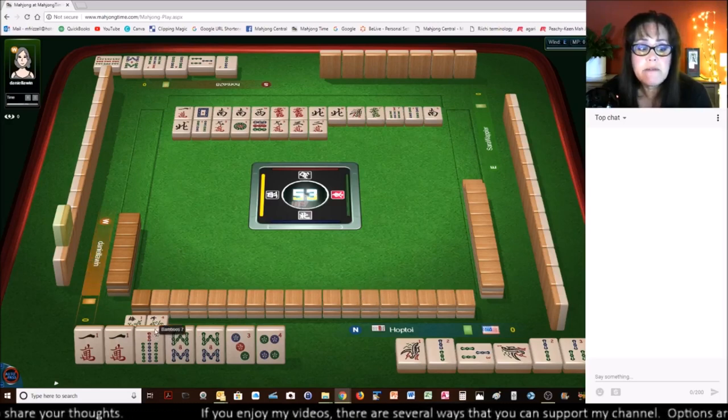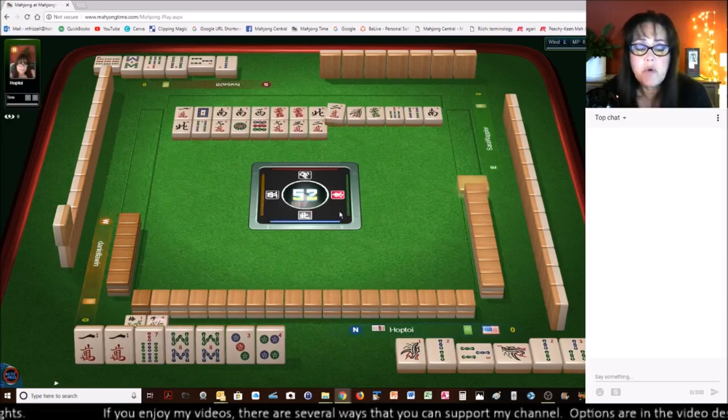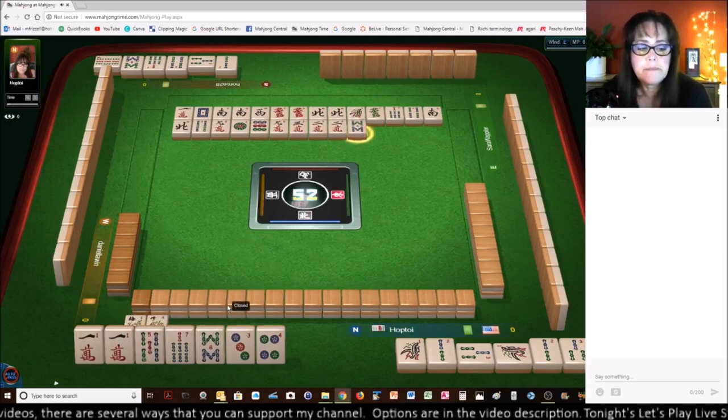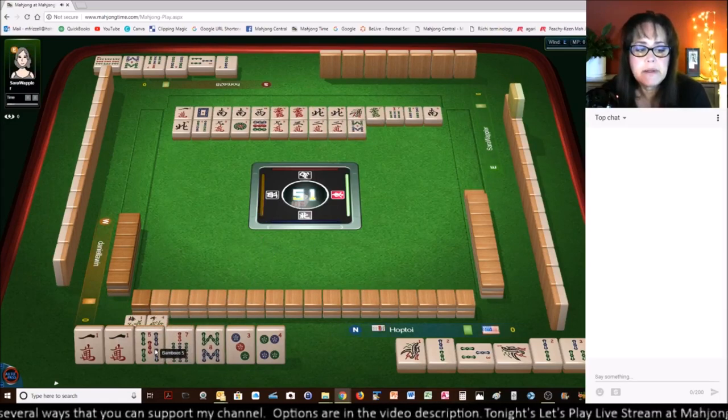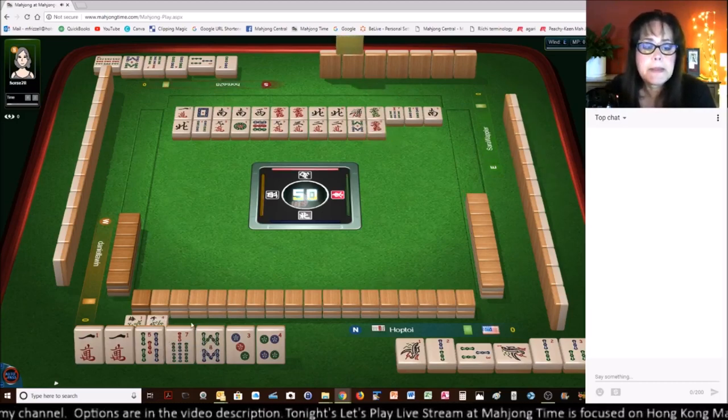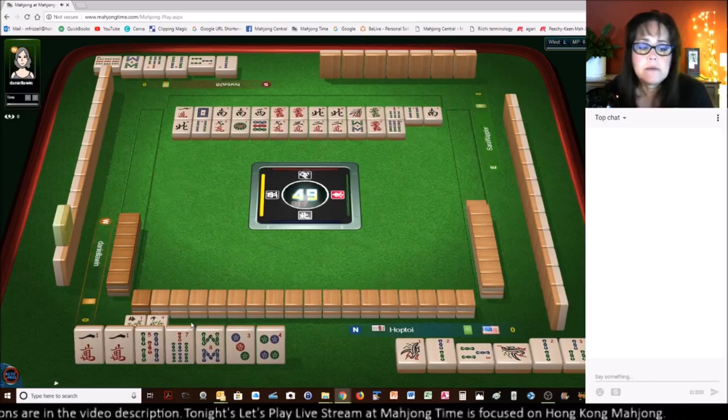We also have our own seat flower, number four. We're in north seat. I'm going to get rid of the eight bamboos. It really doesn't matter either way, I need a six bam or a nine bam. Six bamboos.